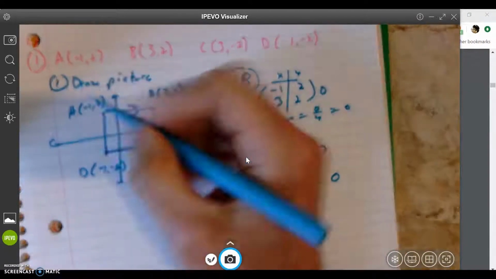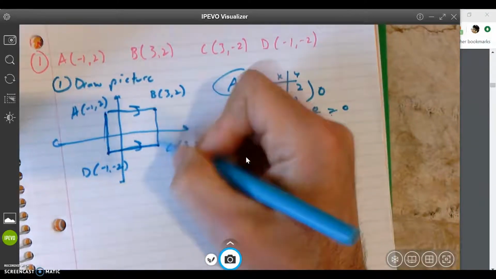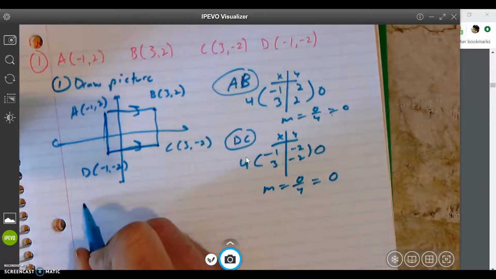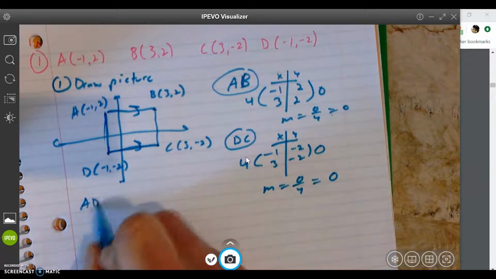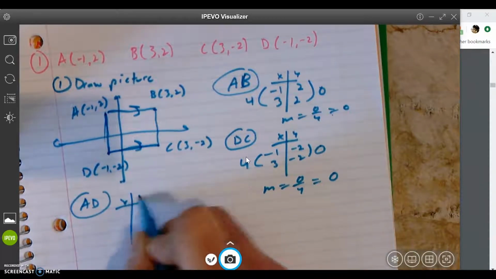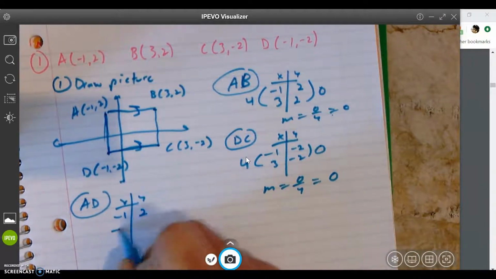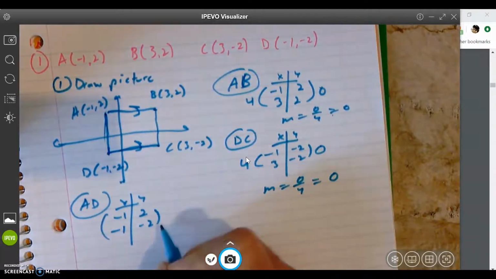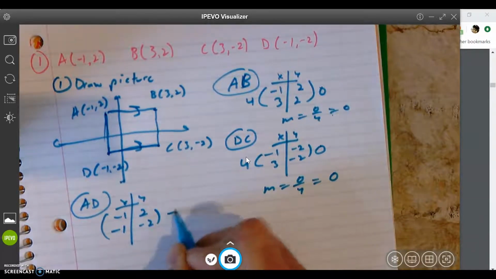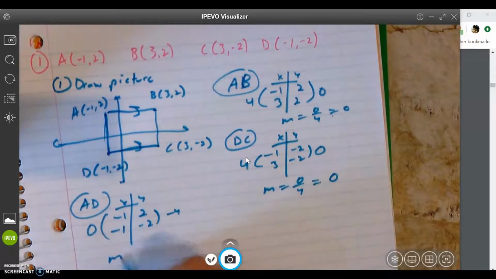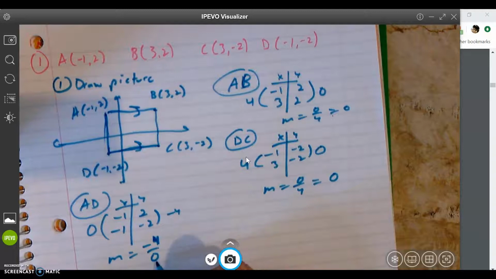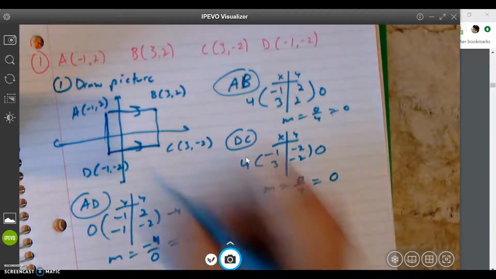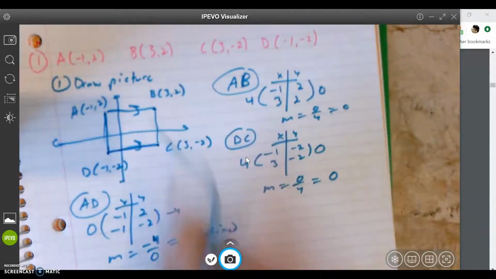All right, now let's make sure that AD and BC also have the same slope. So AD: -1, 2 and -1, -2. So this slope is -4 over 0. What? When you have 0 in the denominator, that's not cool. You can't have that. You can't break something into 0 pieces unless you're a magician or something. So this is undefined. This vertical line has an undefined slope.